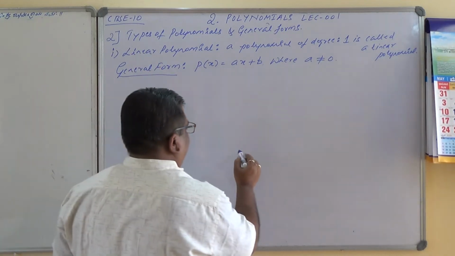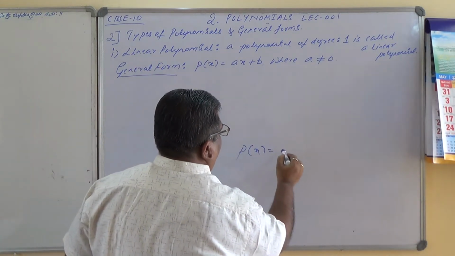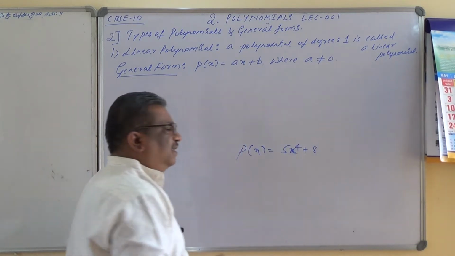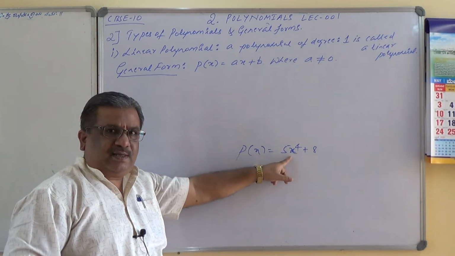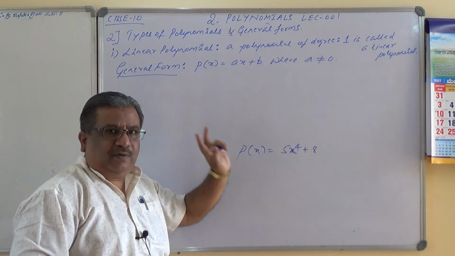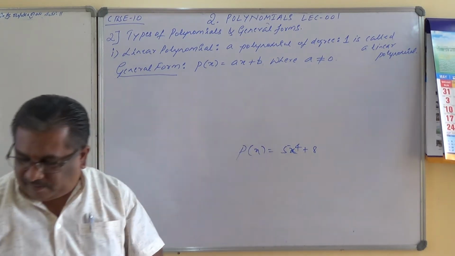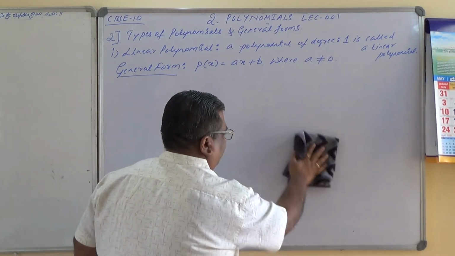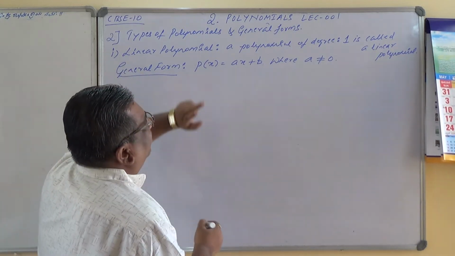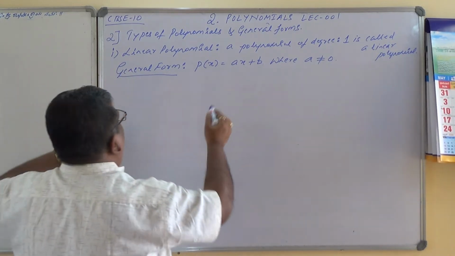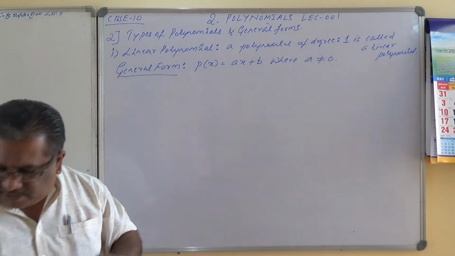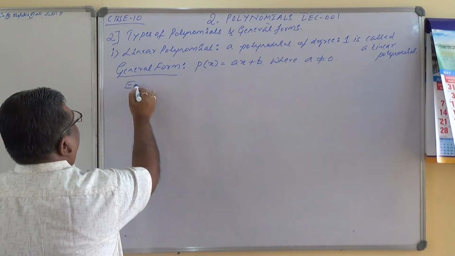For another couple of examples I'll give you here. P of x is equal to 5x to the power 4 plus 8. What is the degree over here? The variable is x and its power is 4, and therefore this is called degree 4, isn't it? The highest power of the variable is called the degree here. I hope you know that already. All of you know what is the degree of a polynomial. Okay, next, linear polynomial of degree 1. This is the general form. Examples I will give, a couple of examples.